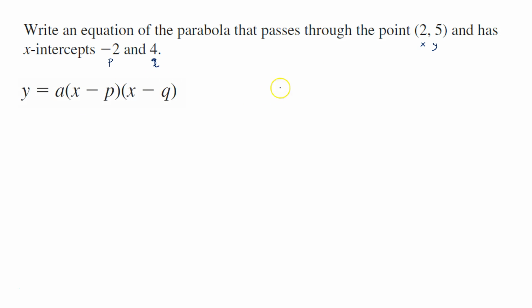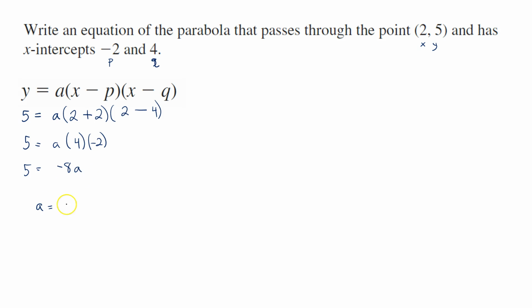So here's intercept form. We're going to plug in what we know. Y is 5. A we don't know yet. X is 2 minus negative 2, so that's plus 2. X is 2, and then minus q is 4. So 2 plus 2 is 4. 2 minus 4 is negative 2. So this will be negative 8a. Divide both sides by negative 8, and we get a is negative 5/8.